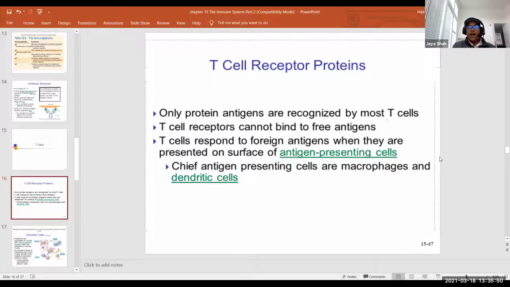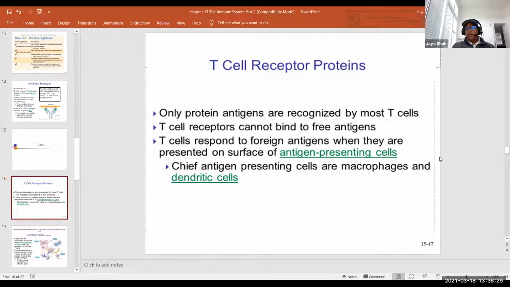Okay, so what are the antigen presenting cells? Antigen presenting cells are macrophages, the dendritic cells, which we call Langerhans cells, or any other phagocytic cells. So they are antigen presenting cells which present antigens to the T cells. Then T cells recognize them with the help of, again, not B cells, helper T cells, sorry, helper T cells.